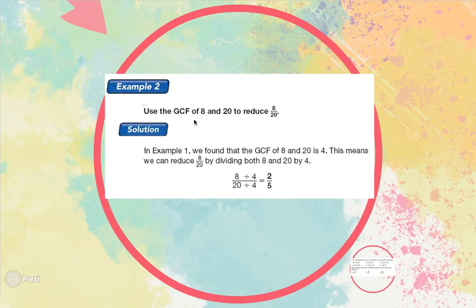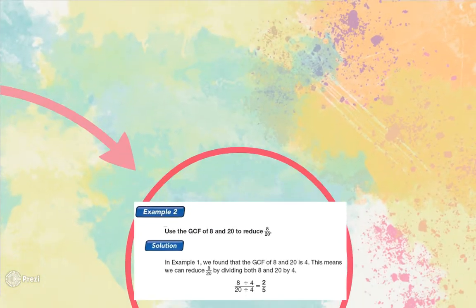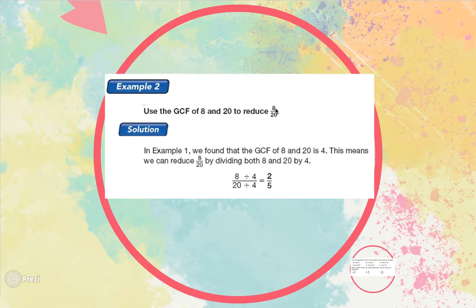So what we're going to do is use the greatest common factor of 8 and 20 to reduce 8 over 20. We saw in our last example that 4 is the greatest common factor between the two. So we're going to divide both 8 and 20 by 4. Remember, when you divide 4 over 4, that's just like dividing by 1.